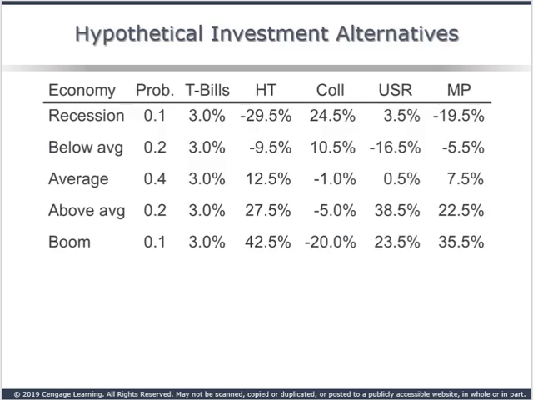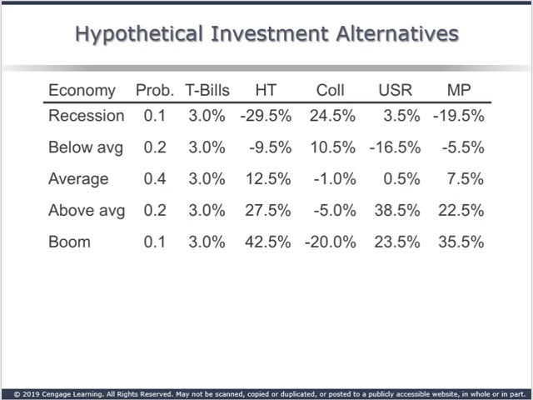We can see that in this table here. So we have some hypothetical investment alternatives. Over on the far left-hand side, we have different economic states. In the middle, we have an average economic state that has the highest probability. We have above average and below average. And then with relatively small probabilities, a 10% probability of a recession, also a 10% possibility of a boom.